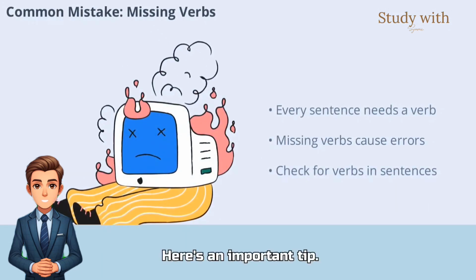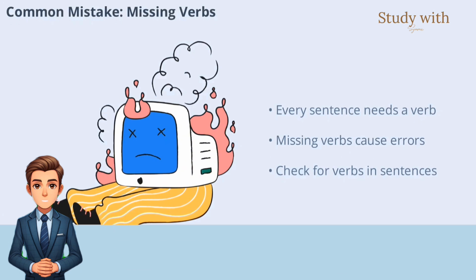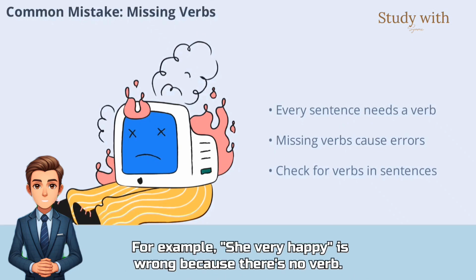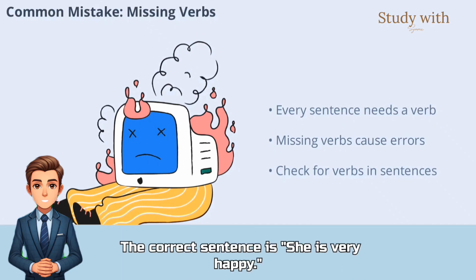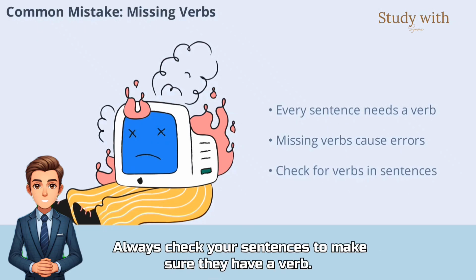Here's an important tip. Almost every complete sentence in English needs a verb. If you forget the verb, your sentence will be incomplete and confusing. For example, she very happy is wrong because there's no verb. The correct sentence is she is very happy. The word is is the verb that connects the subject and the rest of the sentence. Always check your sentences to make sure they have a verb.